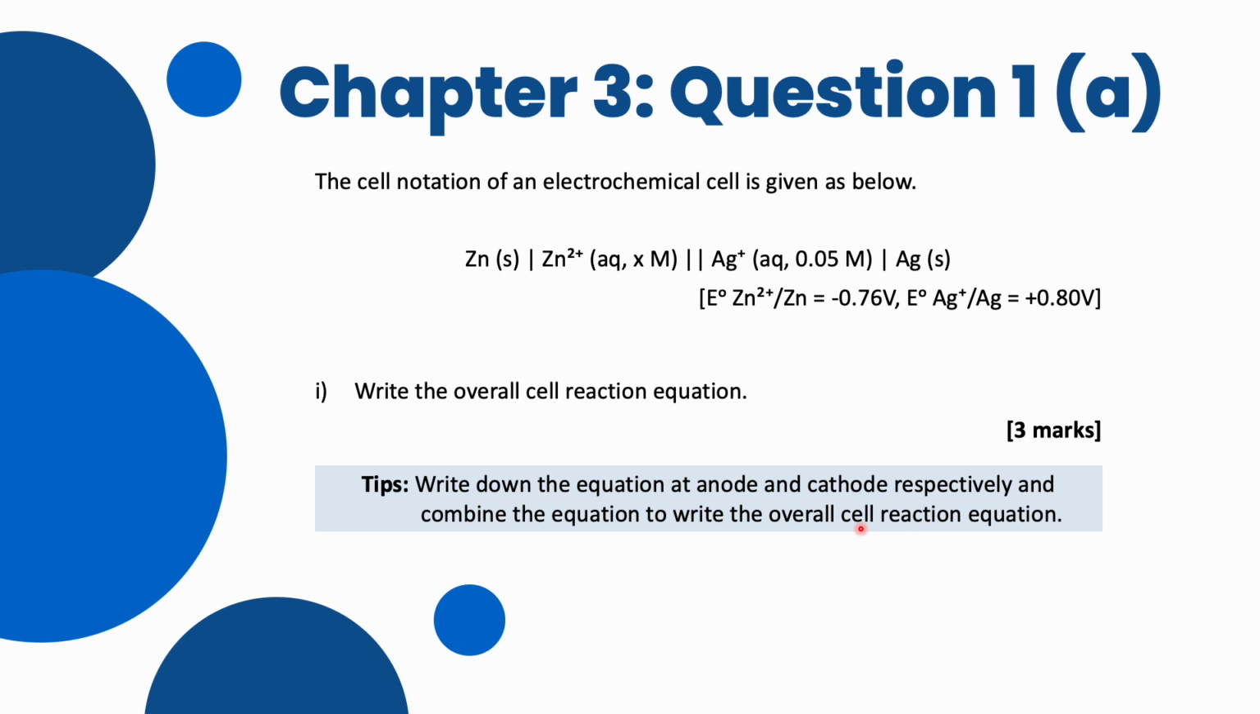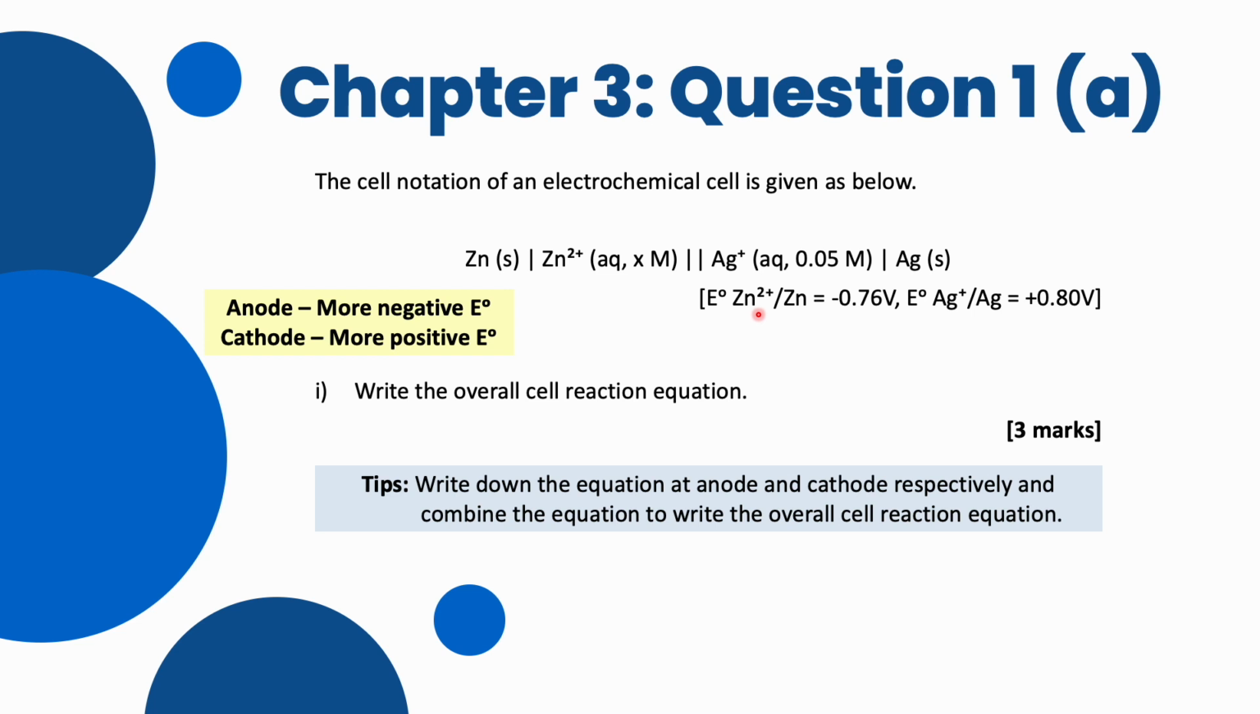Based on the given cell notation, follow the ABC rule, where we have our anode, we have our bridge, we have our cathode. So that is the hint for our anode and cathode. Besides that, how to determine the anode and cathode is actually based on the E0 cell. If the value is more negative, it will become the anode. Remember anode and negative, so it will become more negative, while the cathode is the more positive E0 cell.